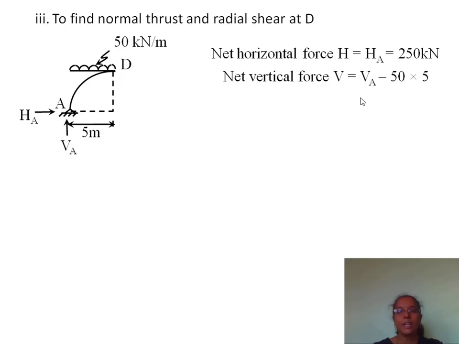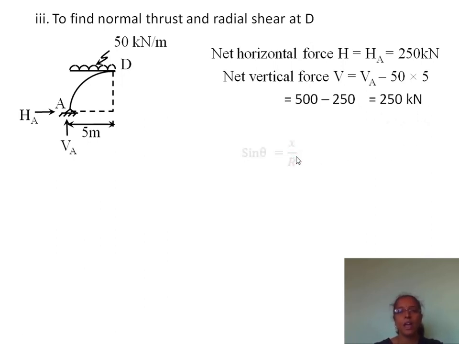Next, net vertical force, that is given by VA minus 50 into 5. VA is in the upward direction and UDL is acting in the downward direction. Therefore, VA minus 50 into 5. So, if you substitute the value of VA, 500 minus 50 into 5 is 250. That will be equal to again 250 kilonewton. So, net horizontal as well as vertical forces are equal to 250 kilonewton.